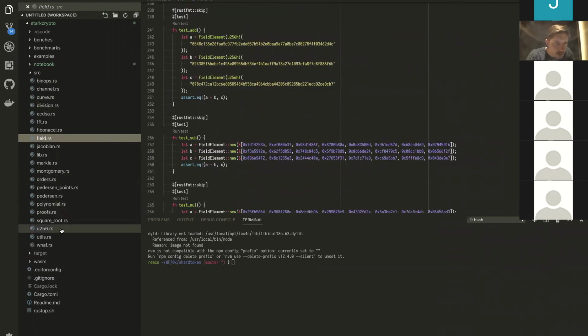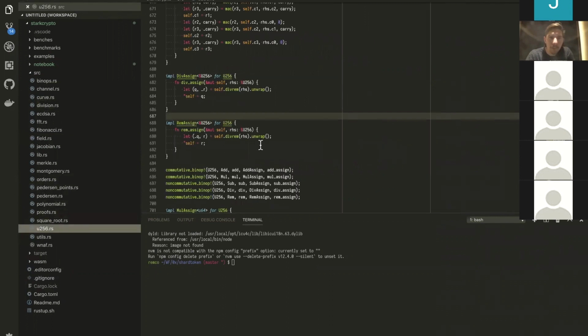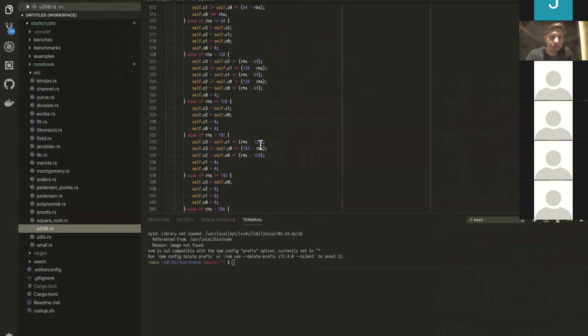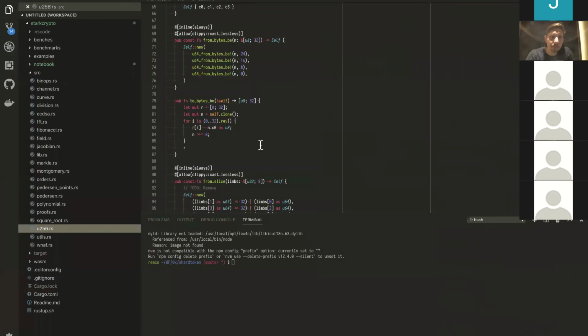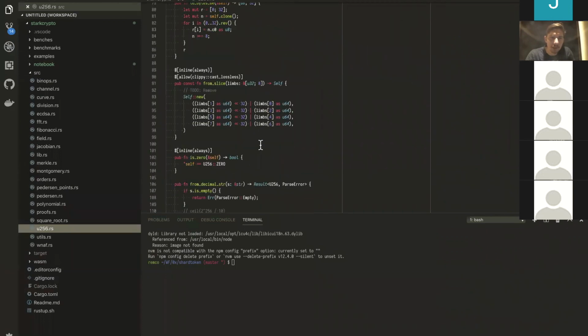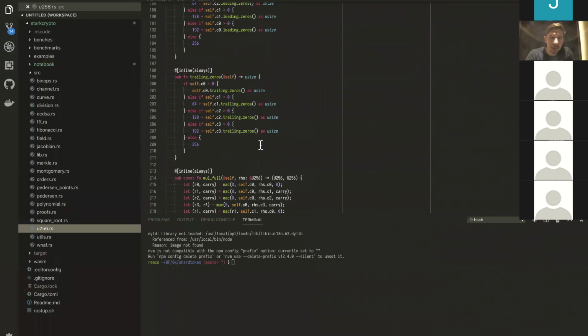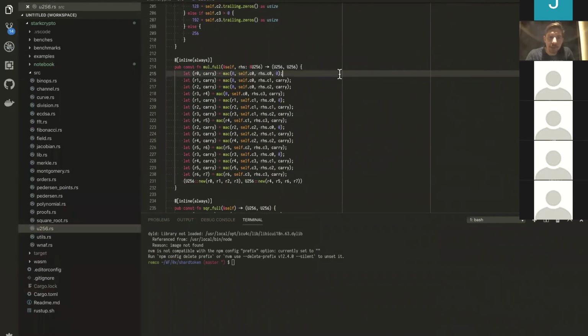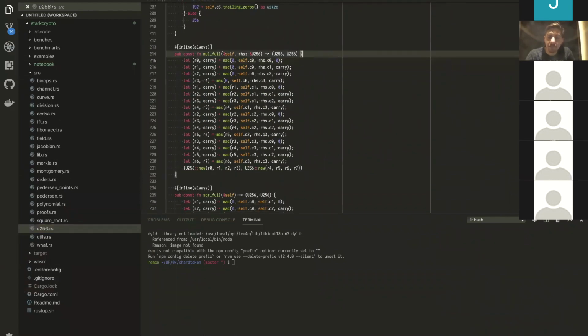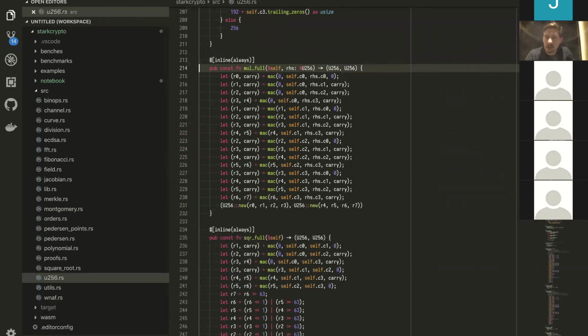Where is my feed? So if we look at a full multiplication, can everyone see my code? Is it readable? I can try and make it a little bit larger. I'm not getting any feedback. Yeah, I can see. Okay, good. Thanks.